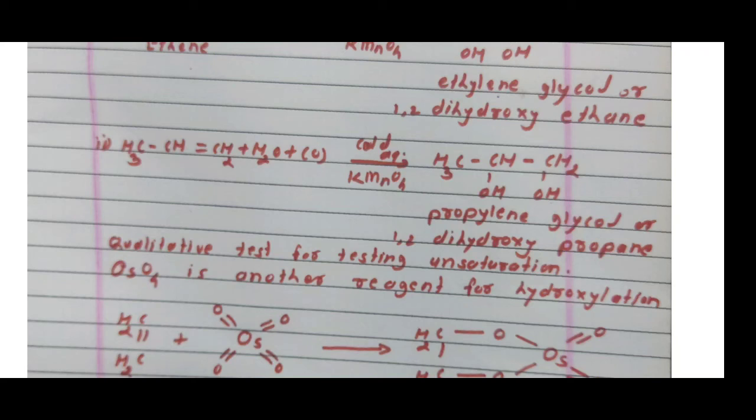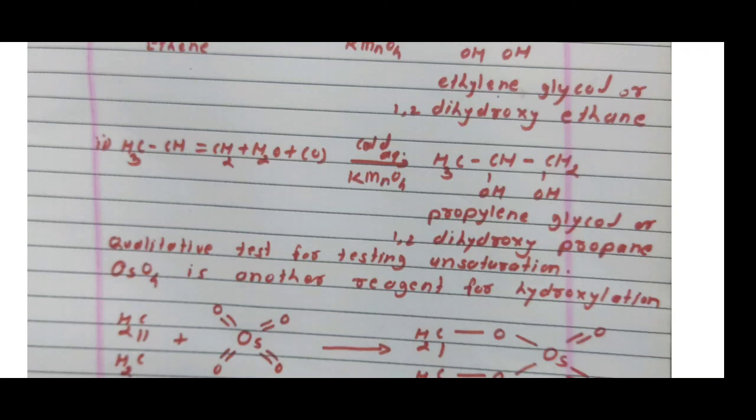Here, in the qualitative test for testing unsaturation, that is the Baeyer's test, practically when a double bond containing compound reacts with aqueous KMnO4, the pink color of KMnO4 disappears. The disappearing pink color indicates the presence of unsaturation in the compound. Therefore this reaction is used in the qualitative test for testing unsaturation of the compound.